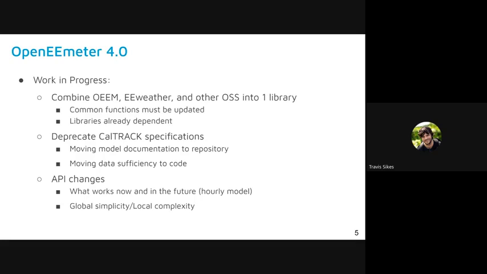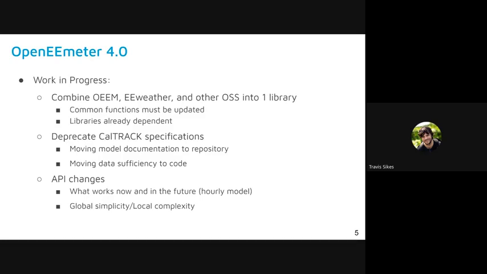And so what we're looking to do is what works now, but we're also wanting to make sure that the choices that we're making with the API will continue to work in the future. For example, the hourly model. And the overall guiding idea here is basically we want global simplicity, and we are willing to accept that we're going to have some local complexity in order to be able to manage this.